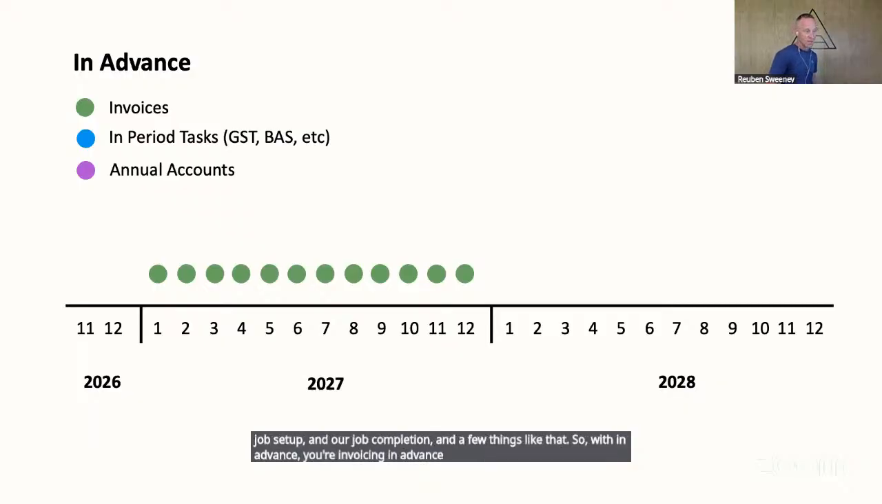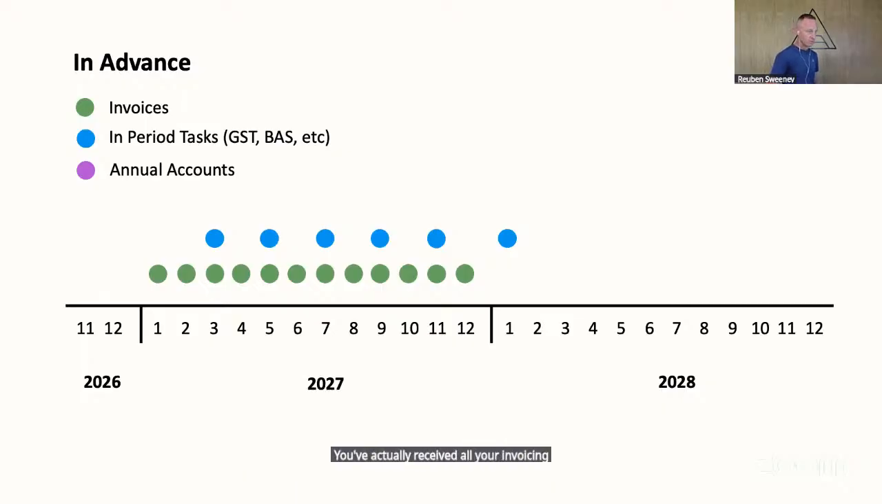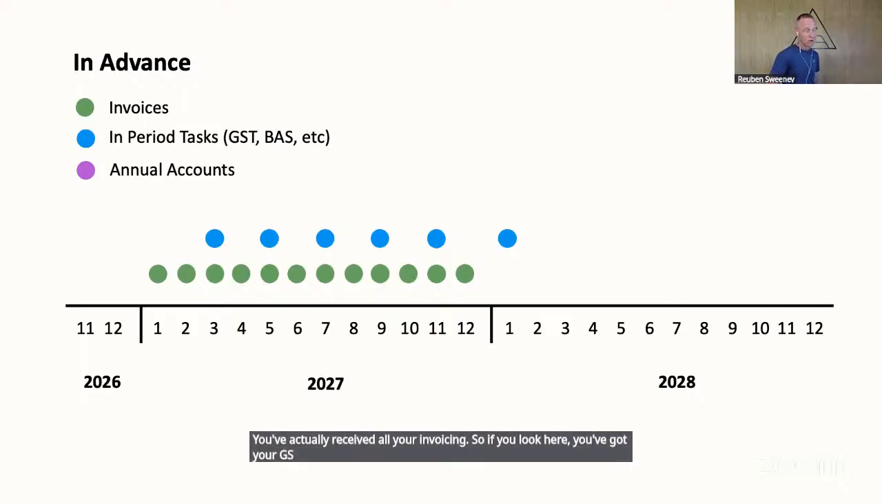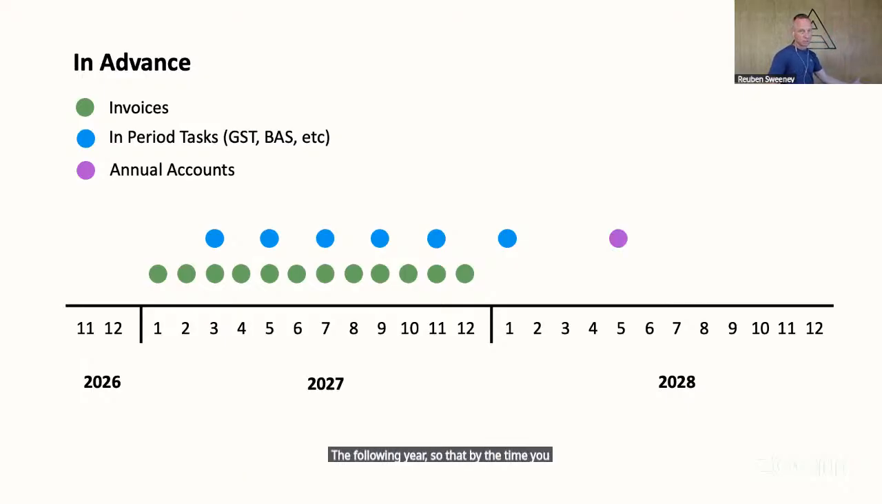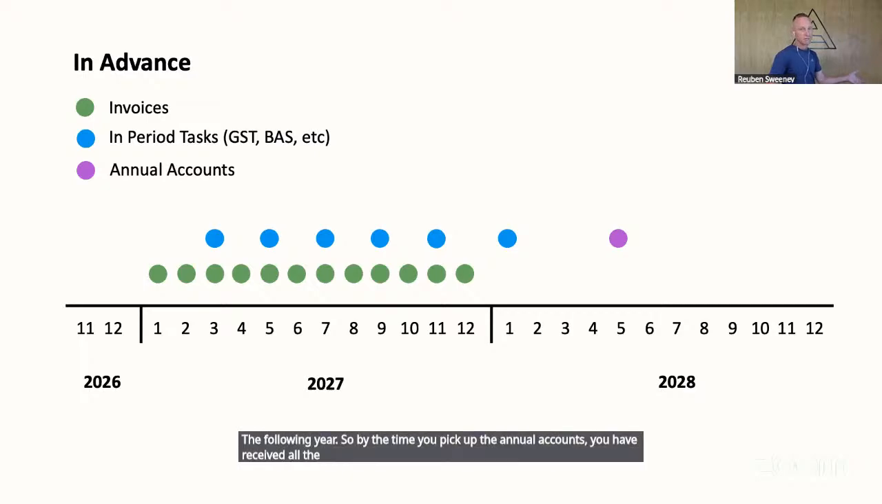By the time you start the work, you've actually received all your invoicing. So if you look here, you've got your GSTs, say, those blue dots, they're happening throughout. But then the annual accounts gets done the following year. So by the time you pick up the annual accounts, you have received all the money you will receive for delivering that work. It'll leave you a nice fat negative WIP balance. If you're familiar with a negative WIP balance, that is essentially your budget to finish that purple dot there.